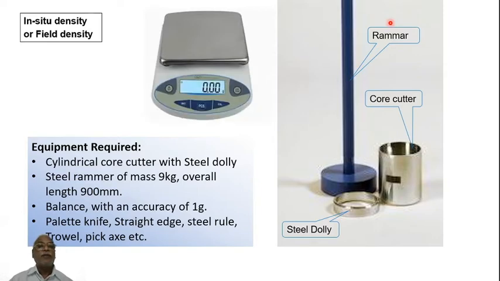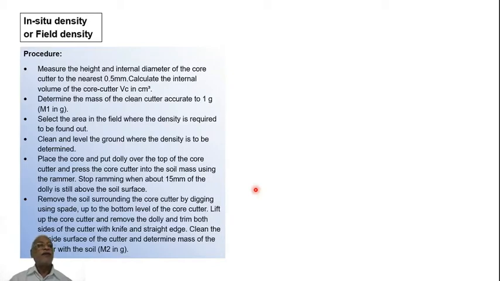Then you need a balance, preferably a digital balance, because we need an accuracy of 1 gram. And then additional things you should have are palette knife, spatula as we call it, straight edge, steel rule, trowel, pickaxe, etc. Now we'll see further how it will be done. Procedure. Here we have a core, a schematic diagram I have drawn. This is a core.